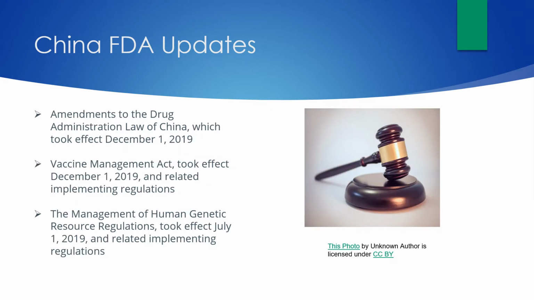The China profile now includes the following new laws and regulations. Amendments to Drug Administration Law of China, which took effect December 1, 2019. The Vaccine Management Act, which took effect December 1, 2019, and related implementing regulations. The Management of Human Genetic Resource Regulations, which took effect July 1, 2019, and related implementing regulations. For additional details regarding these laws, see the scope of assessment, safety reporting, and definition of sponsor sections, and the investigational products topic.